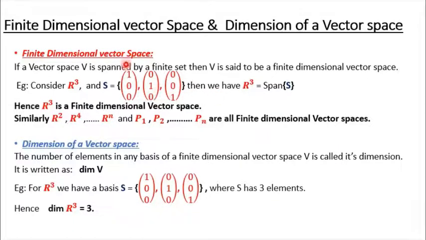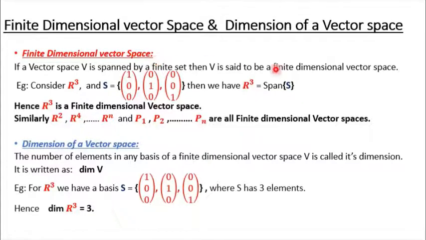Then such a vector space, we call a finite dimensional vector space. So finite dimensional doesn't mean that it has a finite number of vectors. It means that it can be spanned by a finite number of vectors.